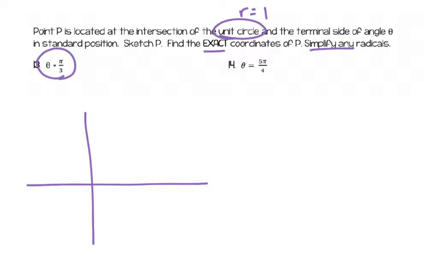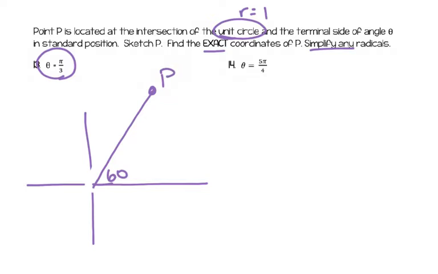Okay, for the next one, point P is located at the intersection of the unit circle, so that tells me my radius is 1, and the terminal side of angle theta in standard position. Sketch P. Find the exact coordinates, that means no decimals, of P. Simplify any radicals. So that does say to simplify our radicals. Okay, theta is pi over 3. So first of all, what is pi over 3? It's pi split into thirds. So 180 degrees split into thirds, that's going to be 60 degrees. So 60 degrees right there.